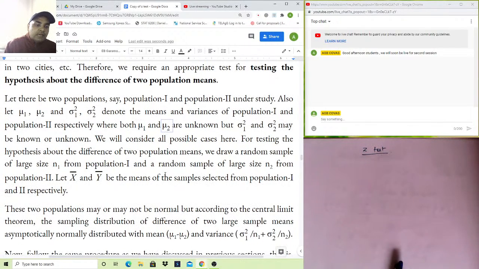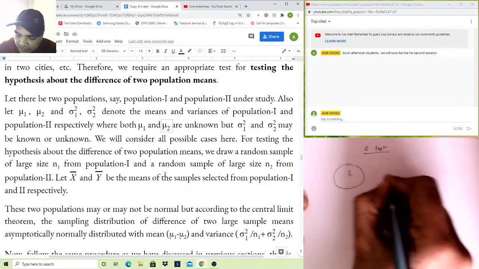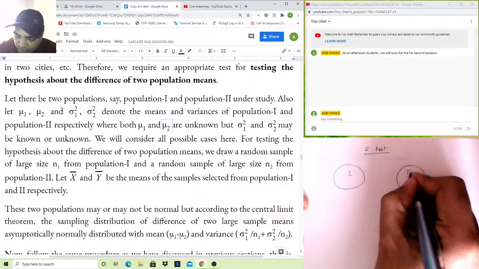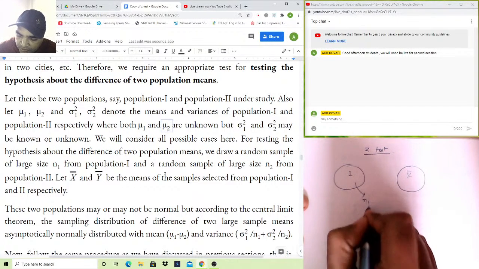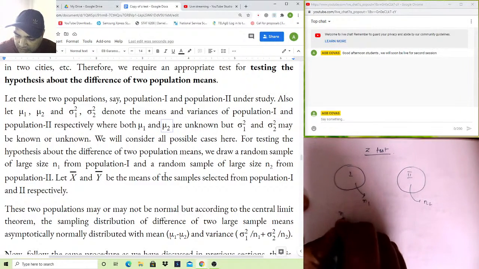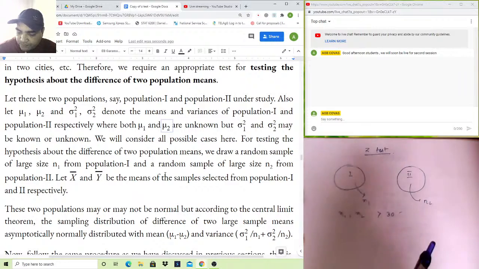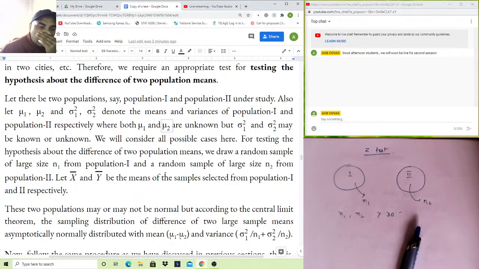For testing a hypothesis about the difference of two population means, we draw a random sample of large size, say n1, from population 1, and take a random sample n2 from population 2. Say for example, this is population 1, this is population 2. So we will take a sample of n1 from it and a sample of n2 from it, such that n1 and n2 both are greater than 30.